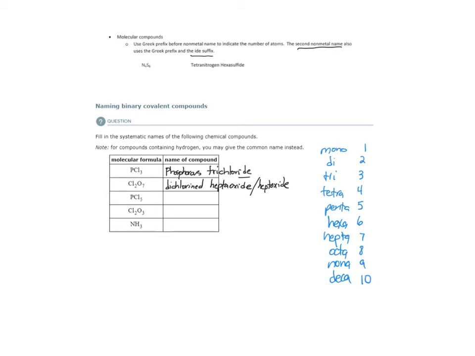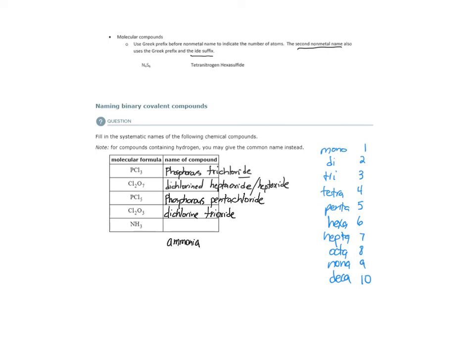PCl5, we would write phosphorus because there's only one nonmetal atom. And because we have 5 chlorines, we use the prefix for 5, pentachloride. This would be dichlorine trioxide.